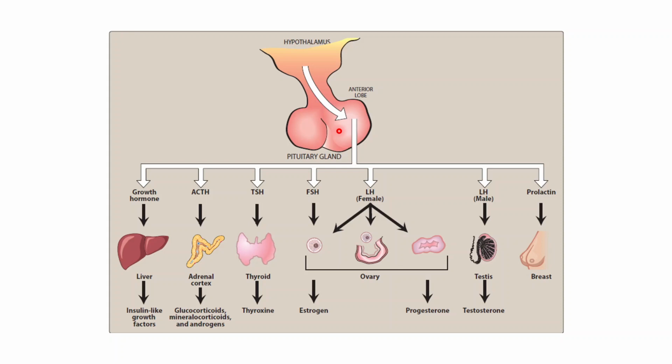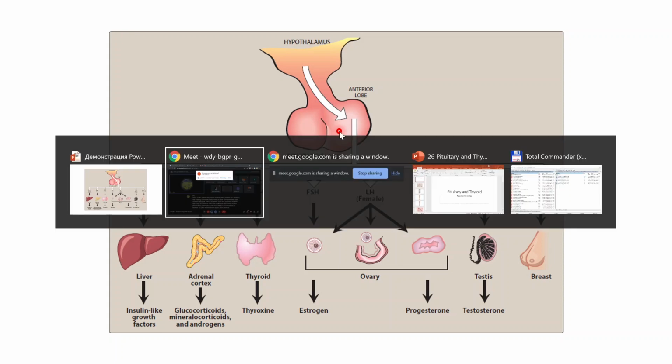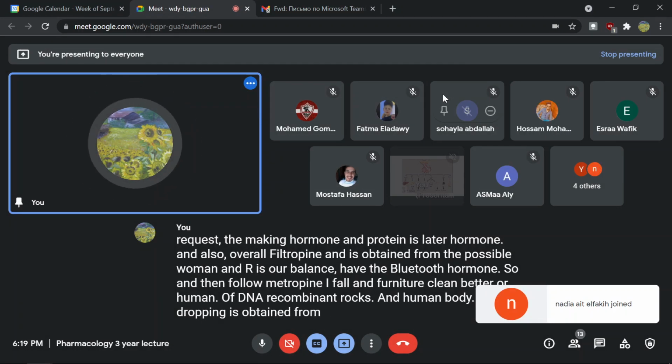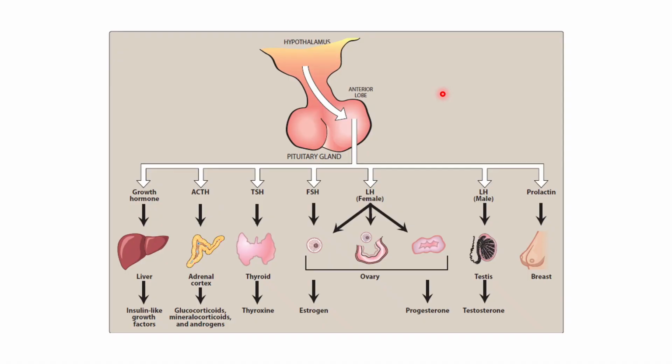And then follitropin alpha and follitropin beta are human DNA recombinant drugs, and human chorionic gonadotropin is obtained from the placenta of the human and is excreted in the urine of pregnant women. So actually these are all analogs of the luteinizing hormone.